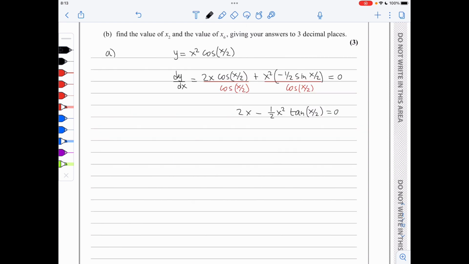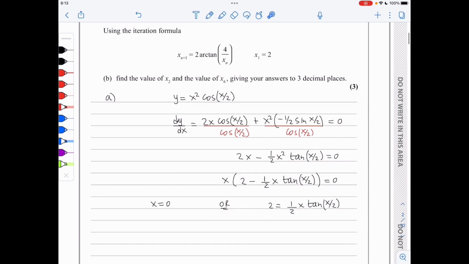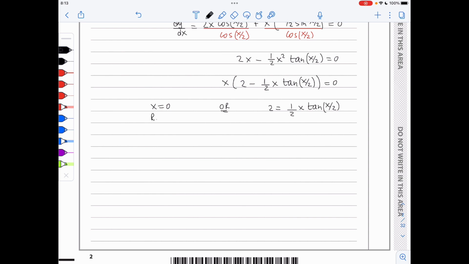I can now factor out the x, so we've got x brackets 2 minus a half x tan of x over 2 is equal to 0. So either x is 0 or 2 is equal to a half x tan of x over 2. Now x is 0 is rejected because we were told from the beginning that x is strictly greater than 0. So I reject the solution of x is 0, and I concentrate on 2 is a half x tan of x over 2. I cross multiply, I get 4 is x tan of x over 2.